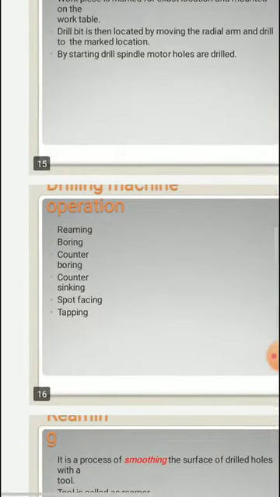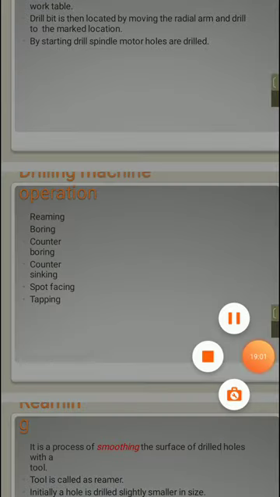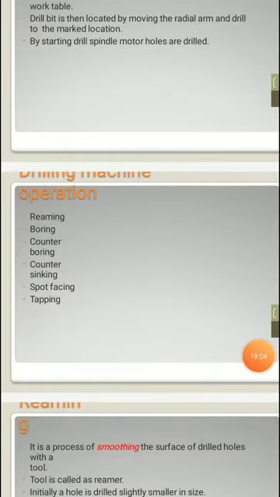Now, what are the drilling machine operations all about? There is reaming, boring, counter boring, counter sinking, spot facing, and tapping. What do these different operations actually mean?